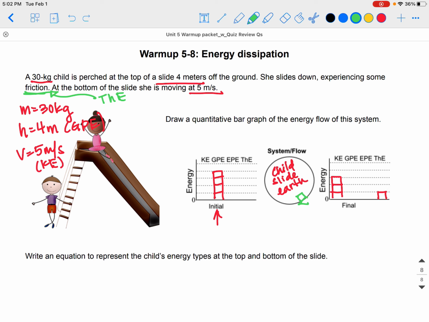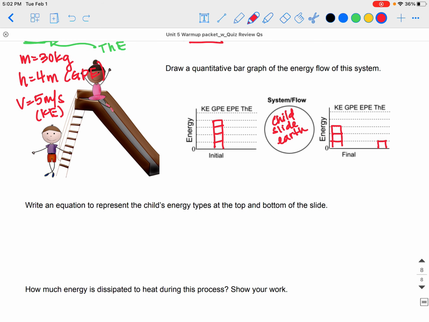Next up, I want to talk about the equations that you would use for these. If we kept it just like this, the equation that represents the child's energy at the top and the bottom of the slide, I'm just going to do up under the LOL chart. I think it's easier visually. My gravitational potential energy is mgh, and my kinetic energy is 1/2 mv squared. I don't have an equation for thermal energy, but I'm just going to write it in there as THE. Based on conservation of energy, I know these two must be equal.